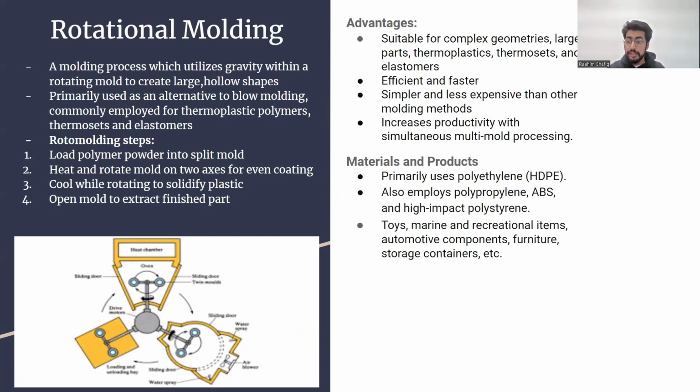The advantages include that it is suitable for complex geometries, large parts, thermoplastics, thermosets, and elastomers. It is very efficient and fast, simpler, and less expensive than other molding methods. And it increases productivity with simultaneous multi-mold processing. Materials include polyethylene, polypropylene, and high-impact polystyrene. The products that can be made using rotational molding are toys, marine, recreational items, automotive components, furniture, and storage containers.